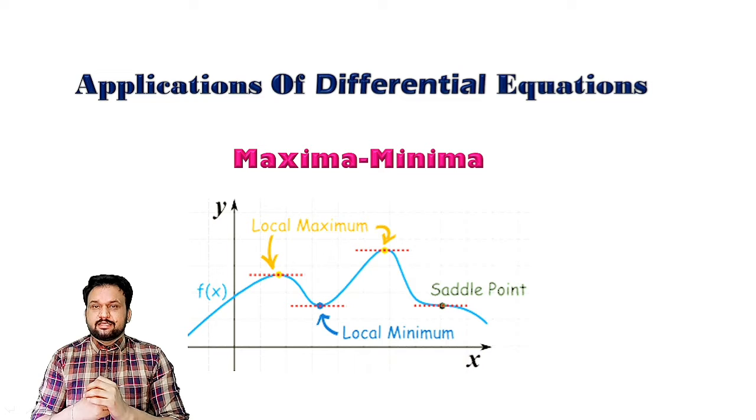So let's start, guys. Maxima and minima. It tells us where the function is giving a maximum value, the point of maxima, and the minimum value, the point of minima, and some saddle points like points of inflection and all these things. So let's see where the function is giving you some maximum approach.